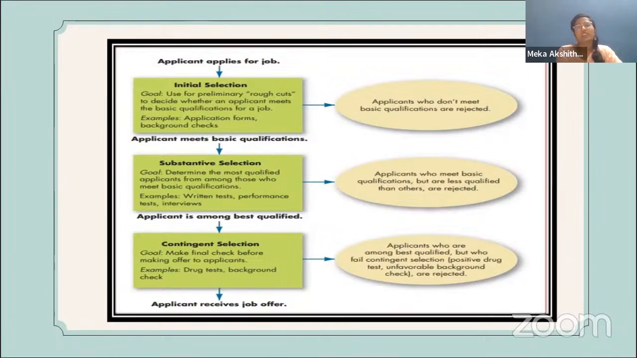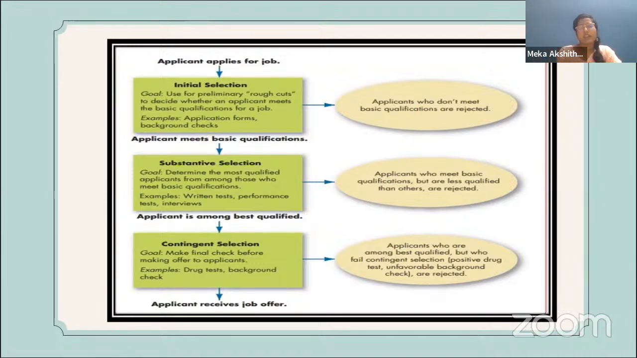When we talk about tests, there can be written tests, proficiency tests, psychological tests, and performance simulation tests. For example, if there is a large number of applicants for a job, say the number of posts is some 50 but the applications are some 10,000, then in such situations we would go for tests. We would give the applicants a test, and the applicants who qualify would be moved to the next level, that is the interview.